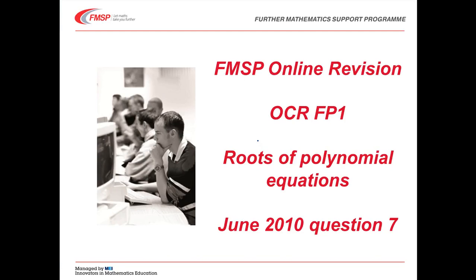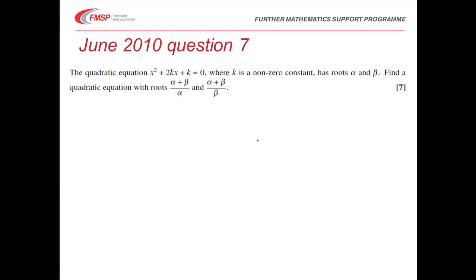This session is for OCR FP1 and the topic we're looking at is roots of polynomial equations from June 2010, question 7. So if we have a look at the question, we're given a quadratic equation x squared plus 2kx plus k equals 0, where we're told that k is a non-zero constant and the equation has roots alpha and beta. And we're asked to find a quadratic equation with roots alpha plus beta over alpha and alpha plus beta over beta.